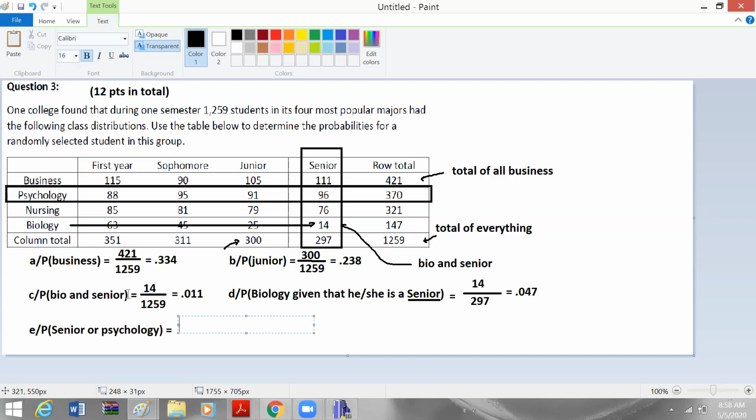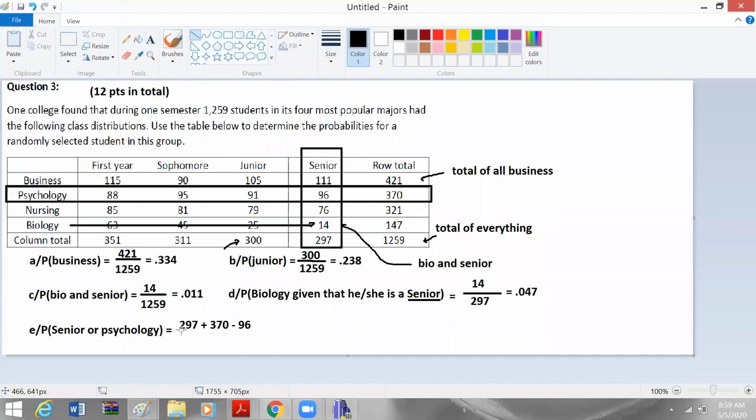The first two probabilities are going to ask us to look at either the total row or the total column. So one of them we have to look at the row, and one you have to look at the column. The other one, the AND, you take the joint, and then for the given, we have to divide by the given, joint divided by the given. And then when it comes to the OR, we're gonna take 297 plus 370 minus 96, and then we divide it by 1259 in this case.